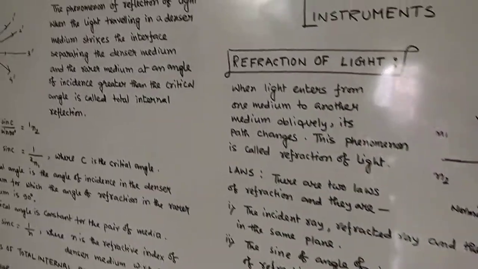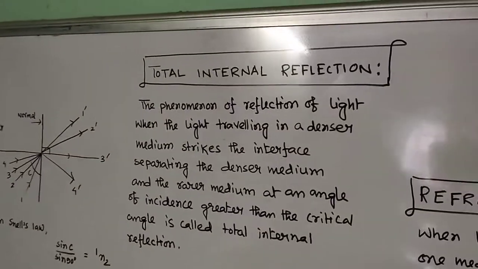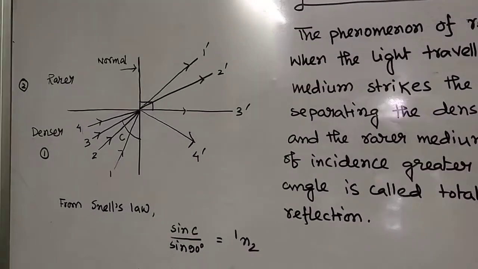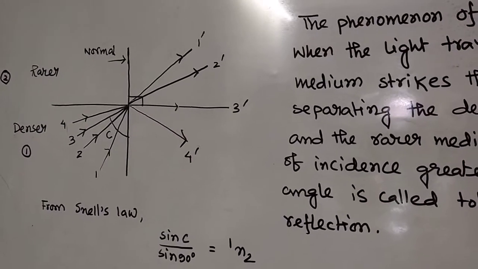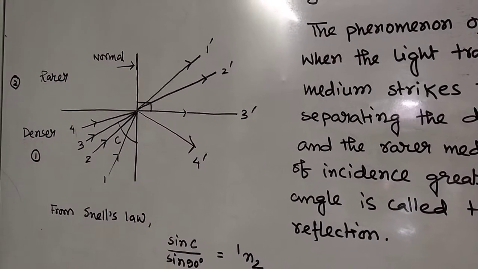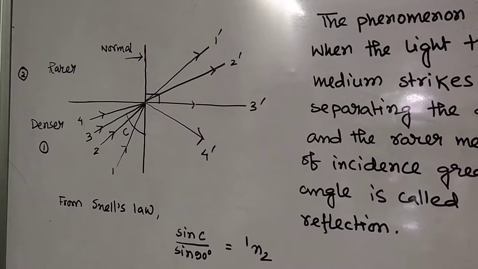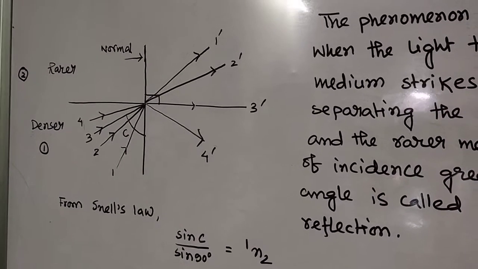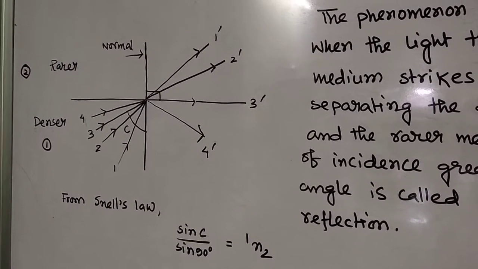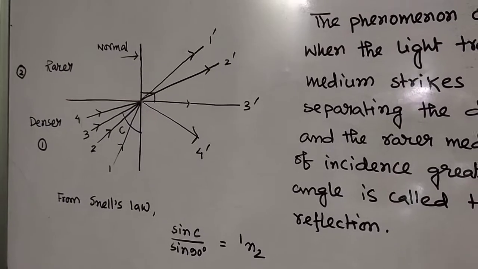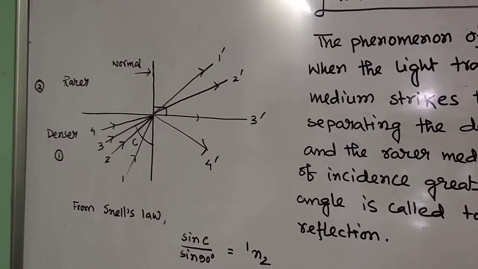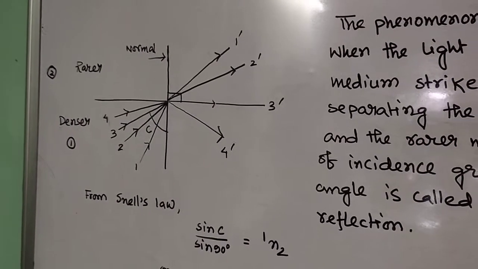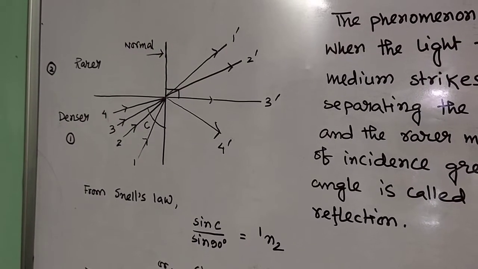Now let me try to discuss this one. This is your total internal reflection. Now you see in this figure, we are considering number one ray. It strikes at any angle at the interface, and here the rays move from denser to rarer. So 1 corresponds to 1 dash, that is, 1 is your incident ray and 1 dash is your refracted ray. So we are slightly changing the angle of incidence, and correspondingly the angle of refraction also changes. 2 is the incident ray with the angle of incidence more than the angle of incidence for 1. So 2 dash is your corresponding refracted ray.